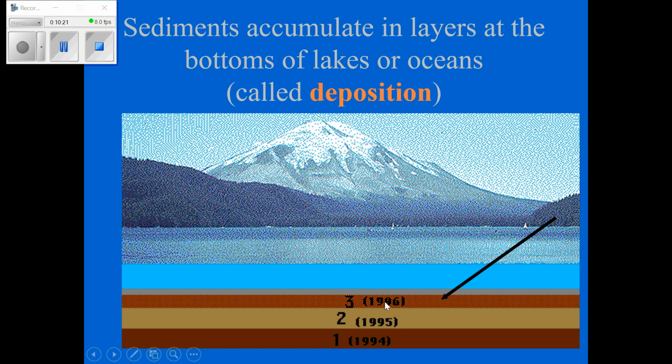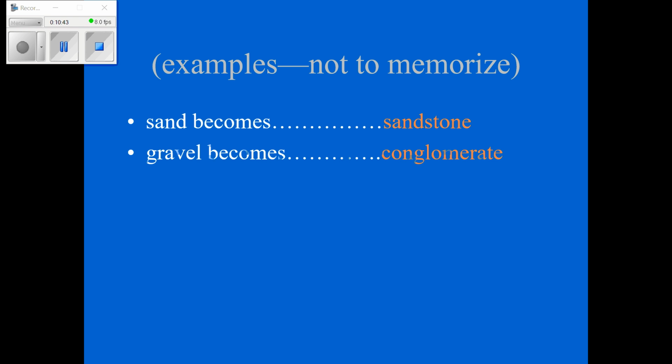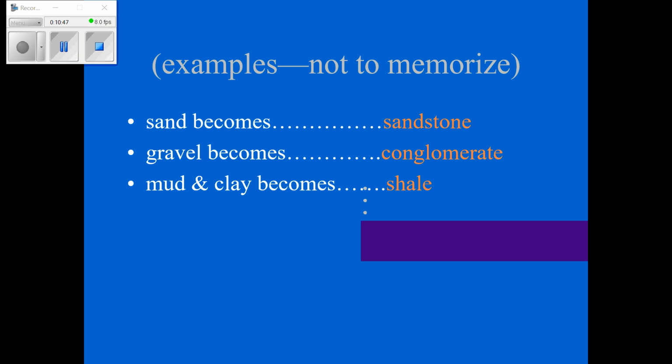Over time, some pressure occurs, pushing the layers together, and eventually, we call this deposition, in which it is deposited, stops, and is dropped off. It eventually forms layers, and those layers can eventually turn into rock through cementation and compaction. So with sedimentary rocks, sand becomes sandstone, gravel becomes conglomerate, and mud and clay can become shale.